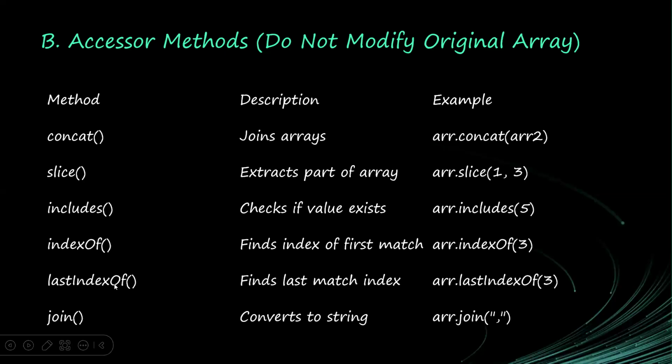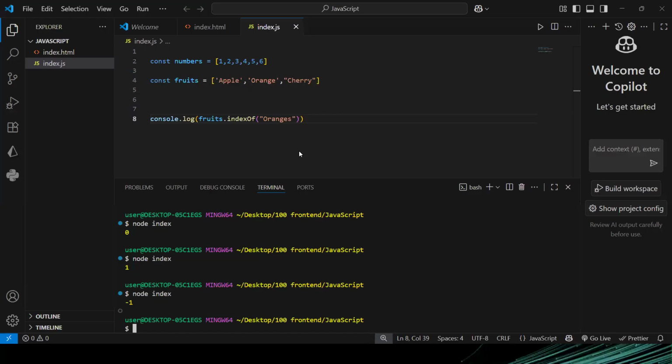So we also have lastIndexOf. The thing is this, you can have two identical items in an array. So if you want to get the last index of that item, it will give you the last matching index. So let me show you with an example.